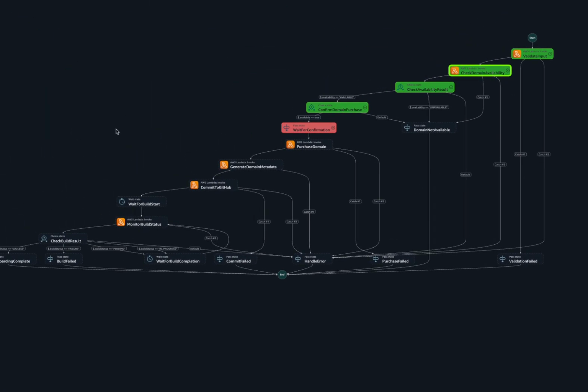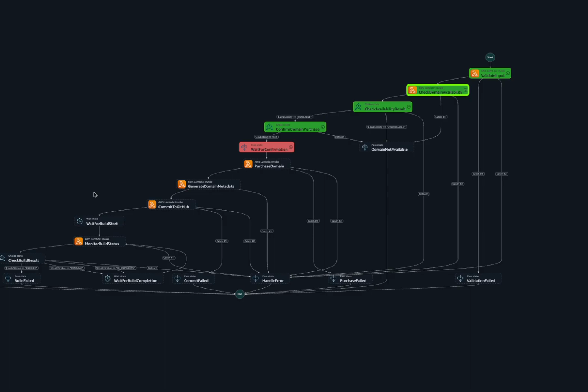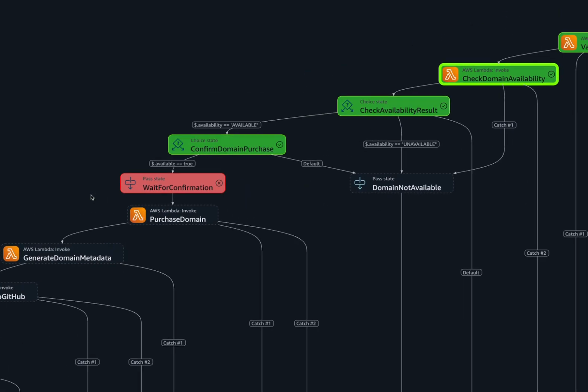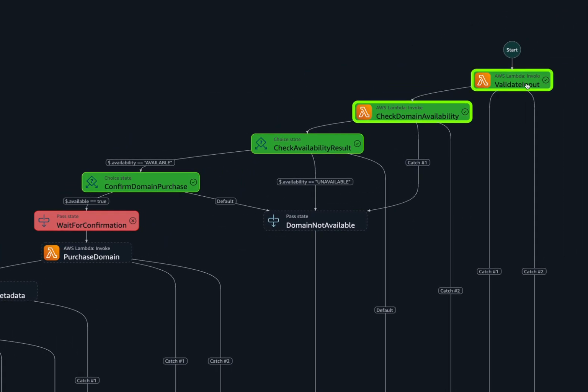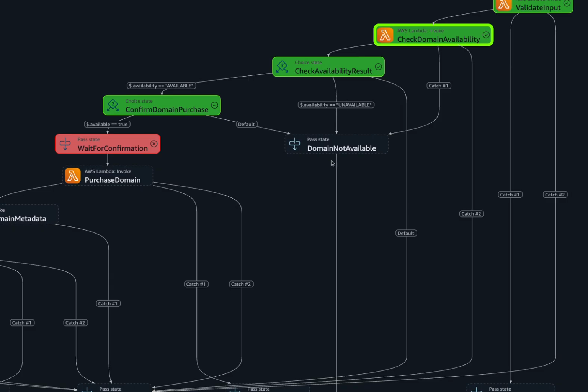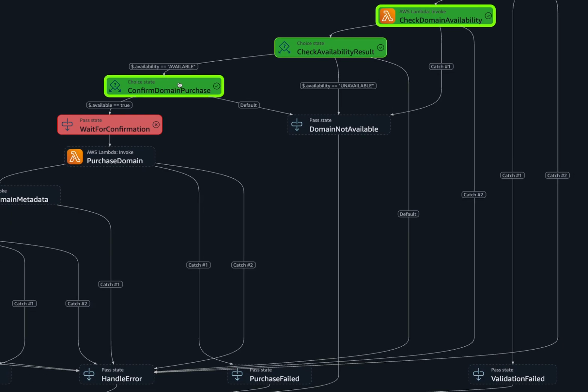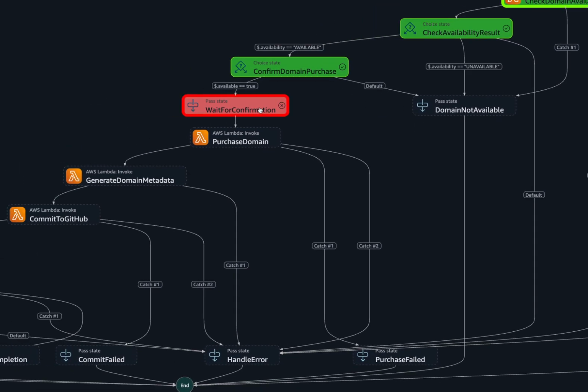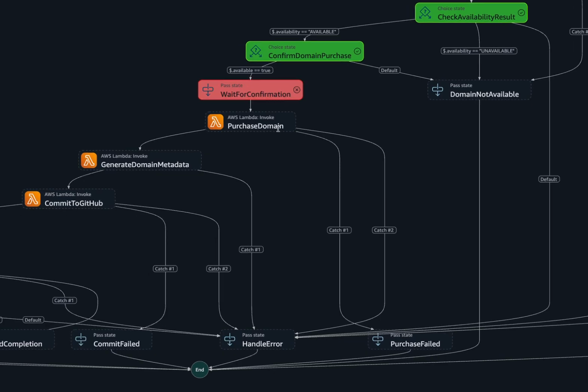Look at this. The way this is, you start with, I want this domain. It checks its availability, then it checks the result, does some decision making here, then it basically buys it if it's available, and then it waits for confirmation. I'm debugging this right now.